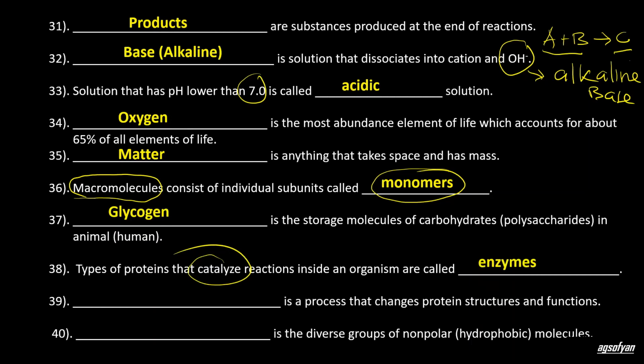Blank is a process that changes protein structure and function. It is what we call the denaturation. Okay, so denaturation protein means that the protein is actually the structure will be changed or broken down. Blank is the diverse group of non-polar, so non-polar molecules or hydrophobic molecules. So all non-polar molecule is called lipids or fats.